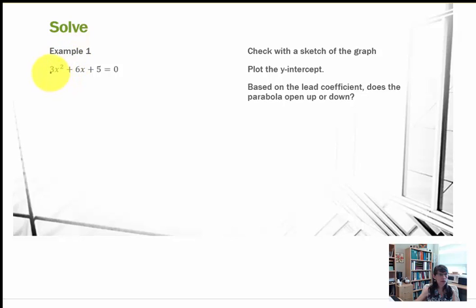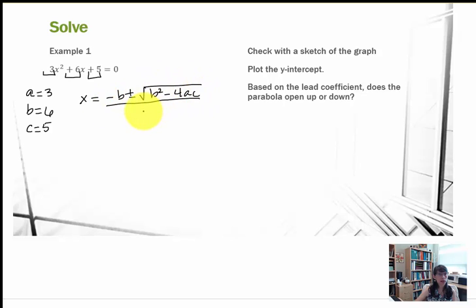In example 1, we have 3x squared plus 6x plus 5 equals 0. So we have our terms written from the highest to lowest power and equal to 0. So we're going to generate the values for a, b, and c, and then substitute those into the quadratic formula. a is our lead coefficient, positive 3, b is positive 6, and c is positive 5. So using our quadratic formula, x equals minus b plus or minus the square root of b squared minus 4ac, all divided by 2a.